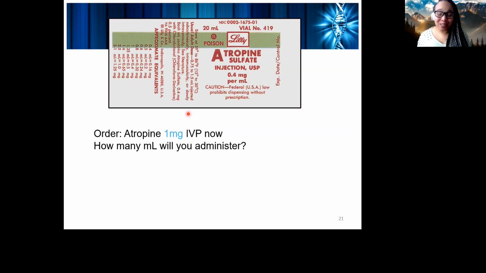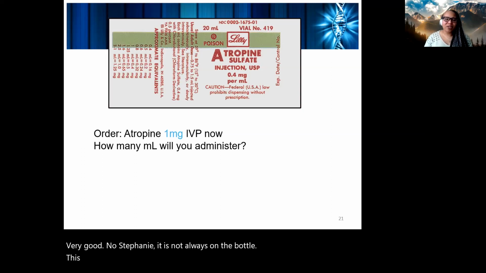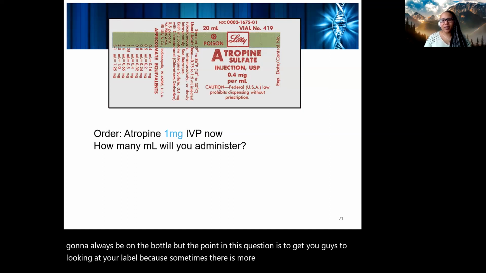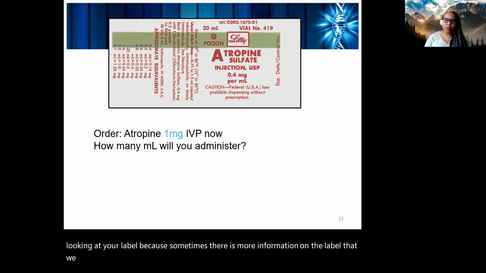Very good. No, Stephanie, it is not always on the bottle. This was just a way for me to show you all how to use a medication label. So it's not going to always be on the bottle. But the point in this question is to get you guys looking at your label, because sometimes there is more information on the label that we need to know.